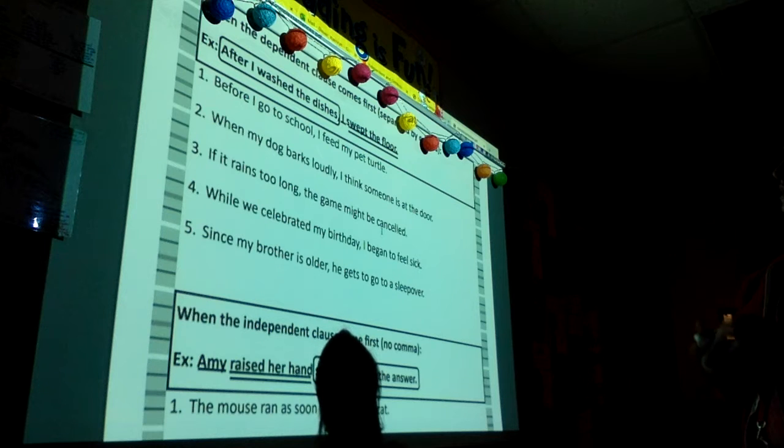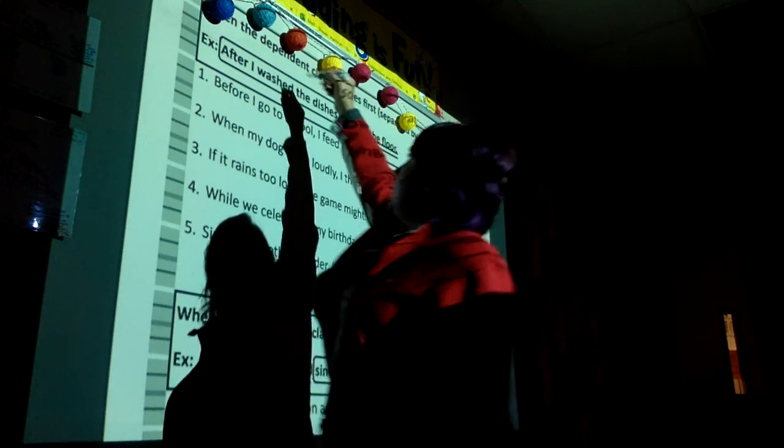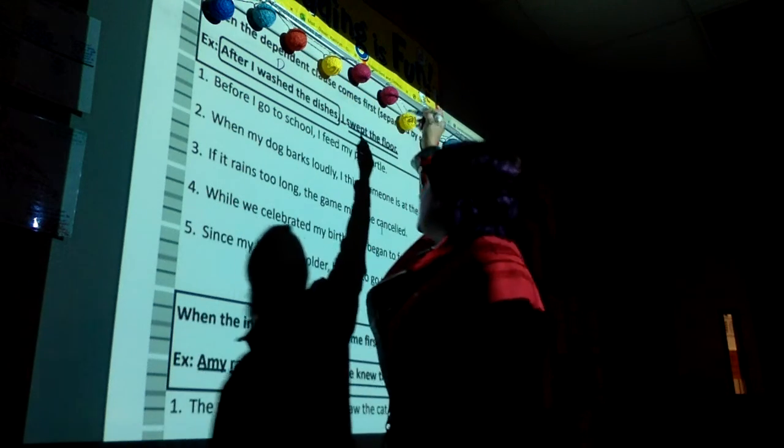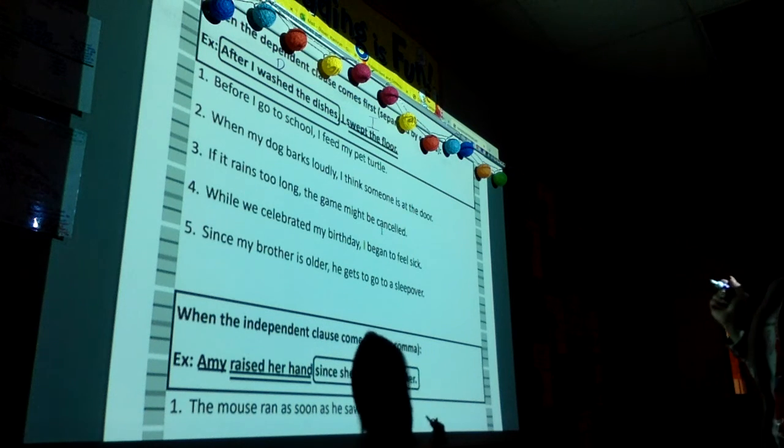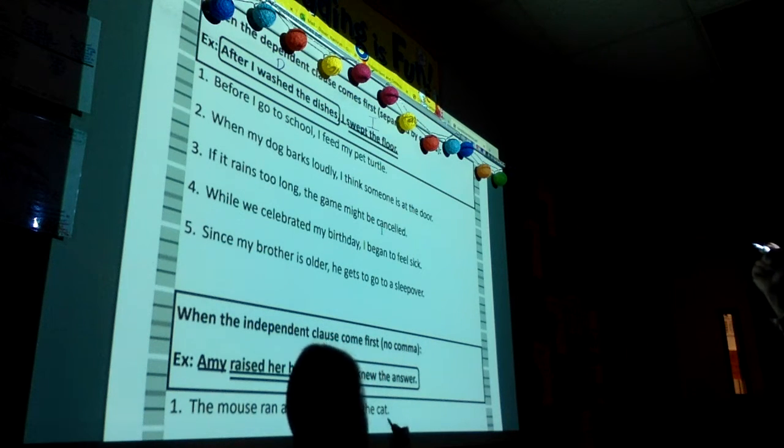The directions at the top say when the dependent clause comes first, we have to separate the dependent and the independent with a comma. The example is, after I washed the dishes, I swept the floor. So this right here is dependent, and this right here is independent. What we're going to do is circle the dependent clause, and underline the independent clause, okay? Before I go to school, I feed my pet turtle.